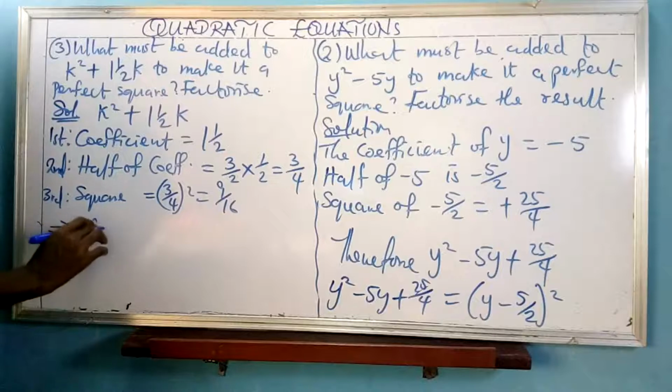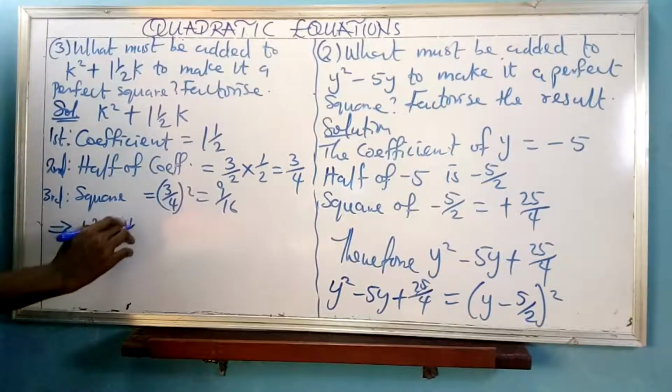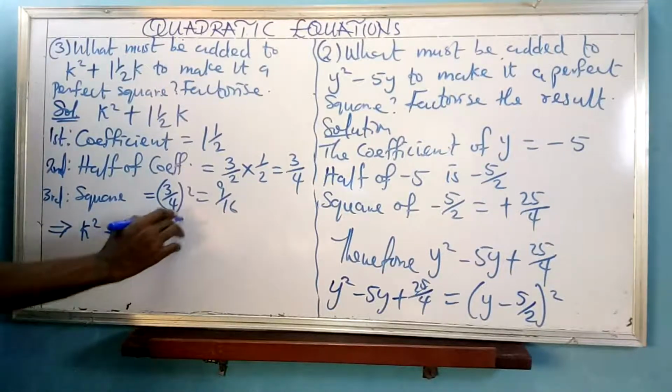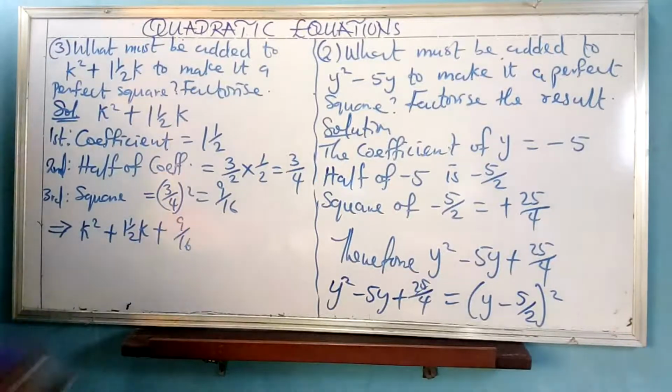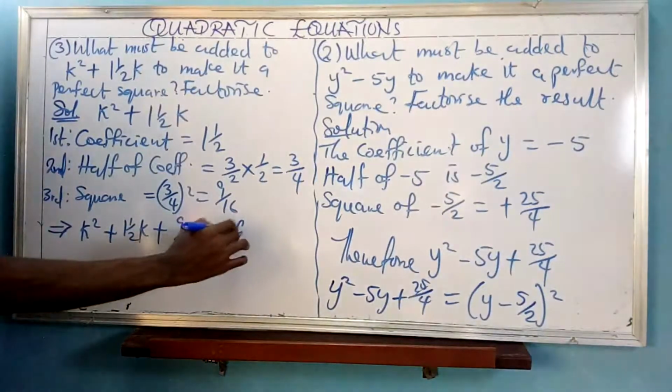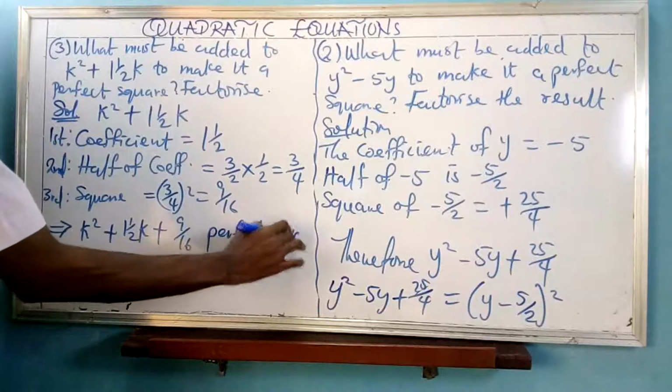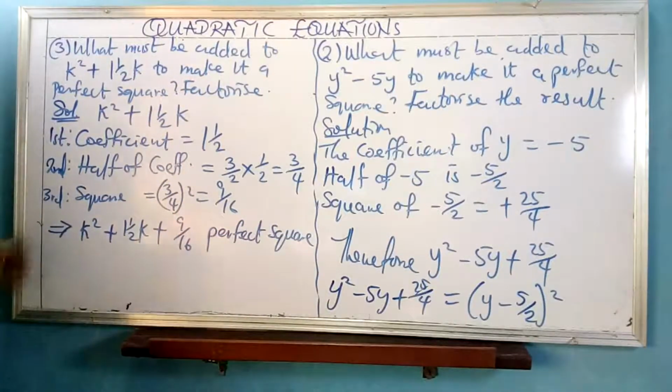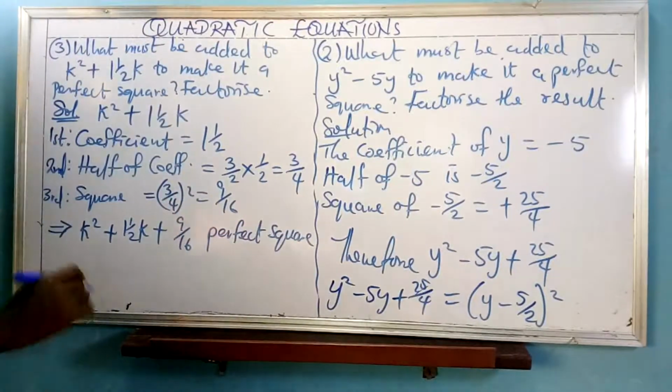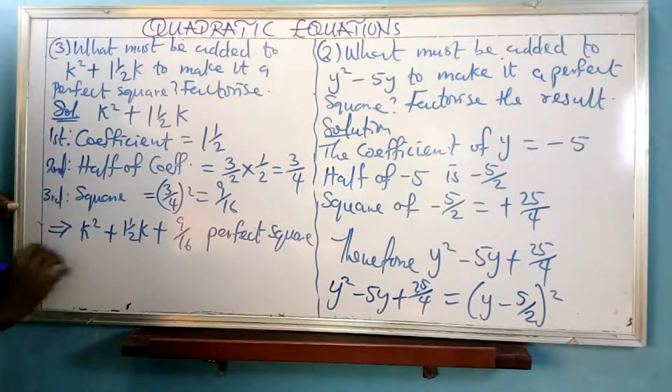k squared plus 1 over 2k plus 9 over 16, and that is what makes it a perfect square now. Do you see it now? What makes it a perfect square? Let's go and factorize now. We're going to write it back to factorize.